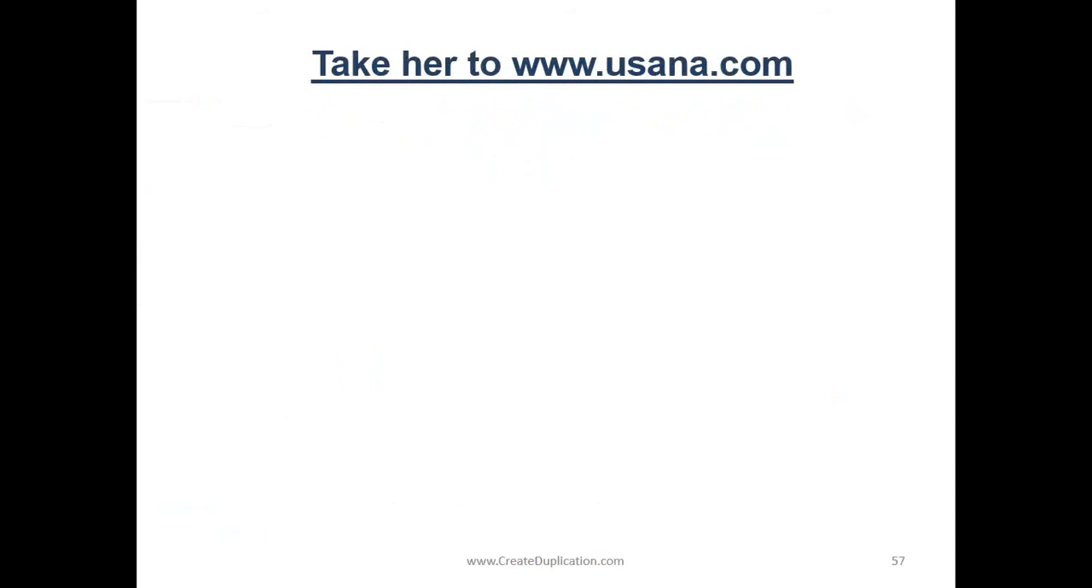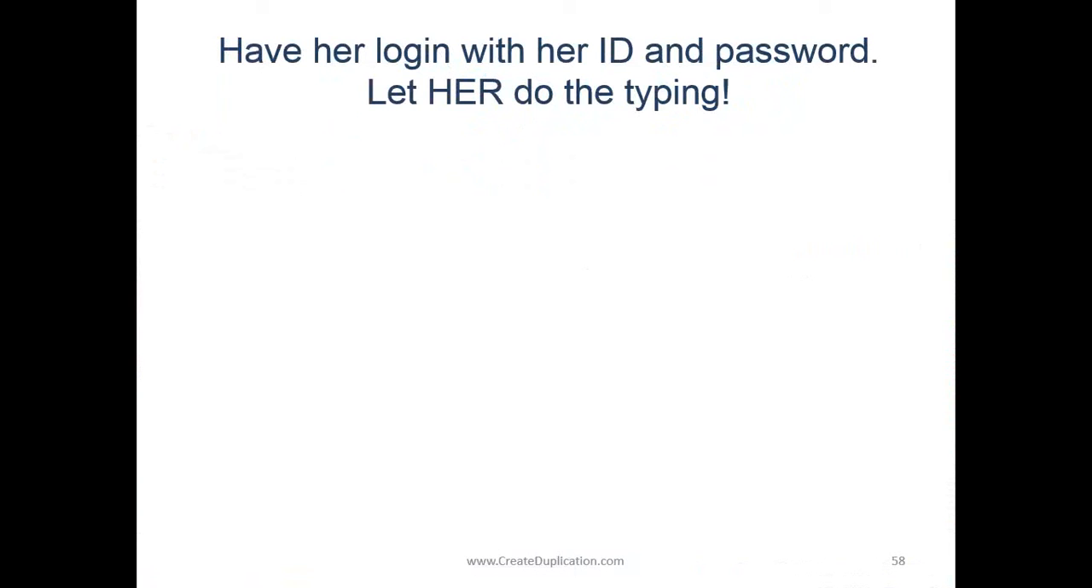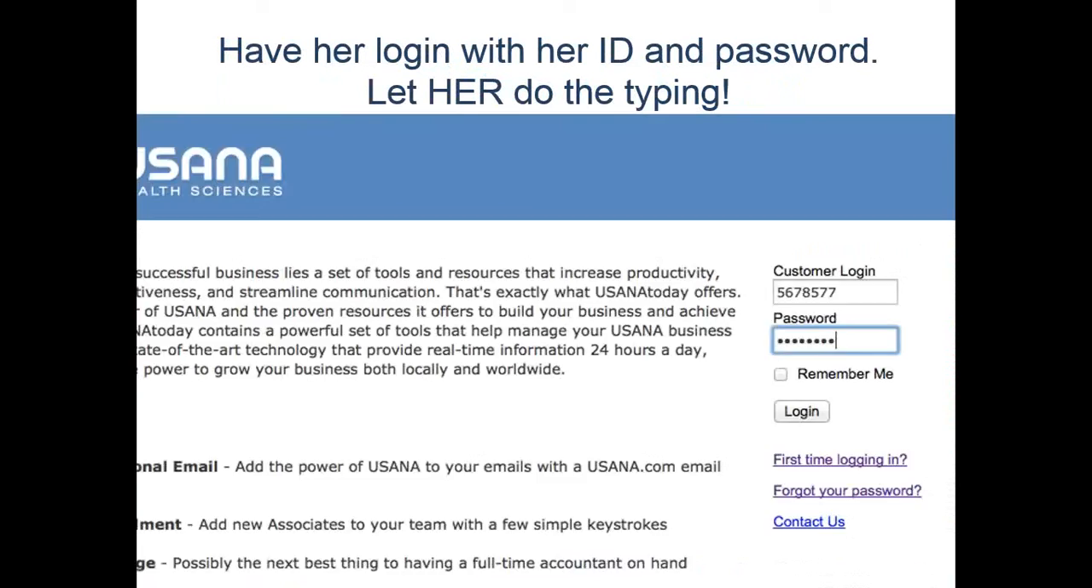So I take Marianne to USANA.com. First thing that's going to happen, Marianne, is you're going to see the login on the top right-hand side, and you're going to see all the different things. You might see a picture of Dr. Oz, but you're going to click on Login, and you're going to log in with your ID and password. So Marianne, your ID, I emailed it to you at the beginning, but if you don't have it, here it is. It's 567-8577. And then your password is USANA123. So you have to tell her, log in, put it all in. If she's having trouble, have her do the forgot your password thing at the bottom.